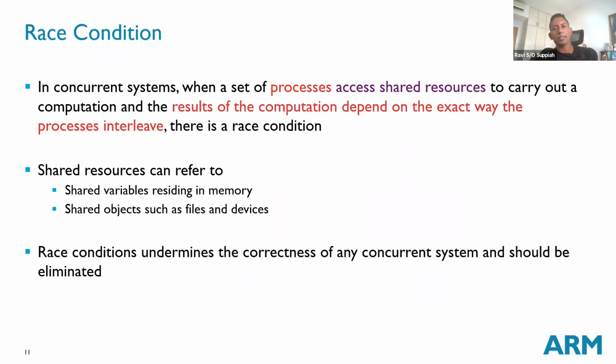All right, so this leads us to one tricky issue, which is what we call a race condition, where different processors access a shared resource and perform some computation, and the result of the computation depends on the exact way in which the processors interleave. This is a tricky situation, because when we say it's a race condition, that means it is dependent on how it executes at that particular point in time.